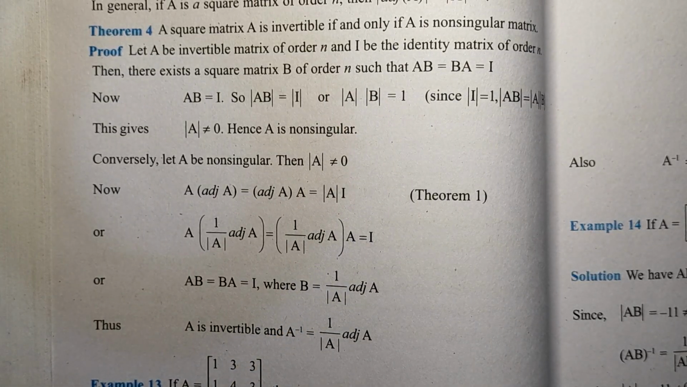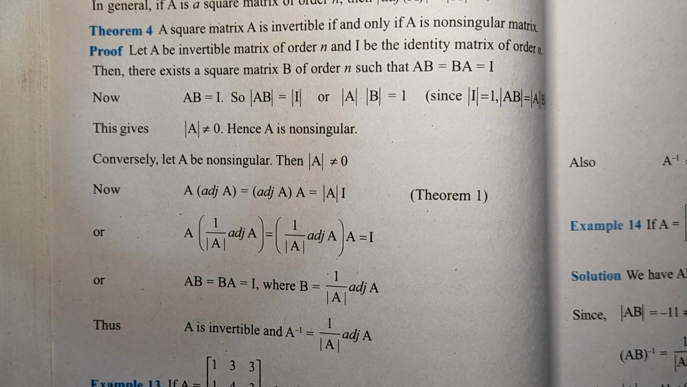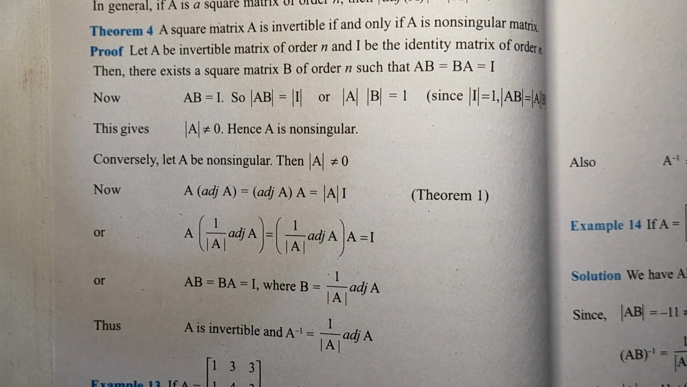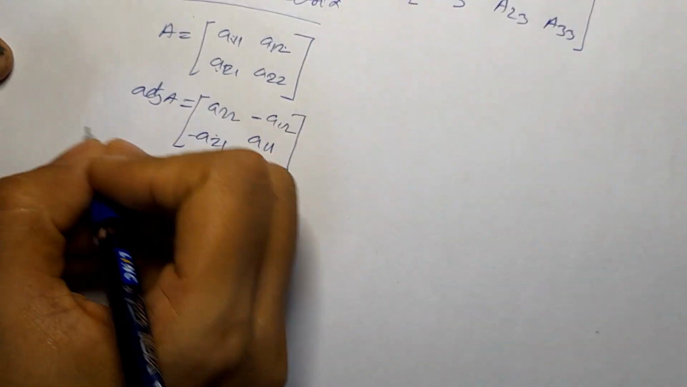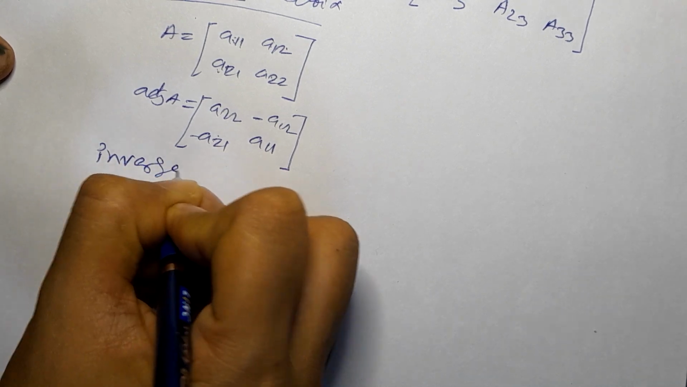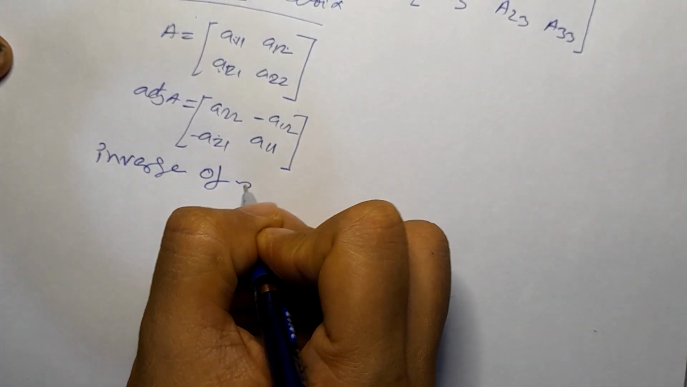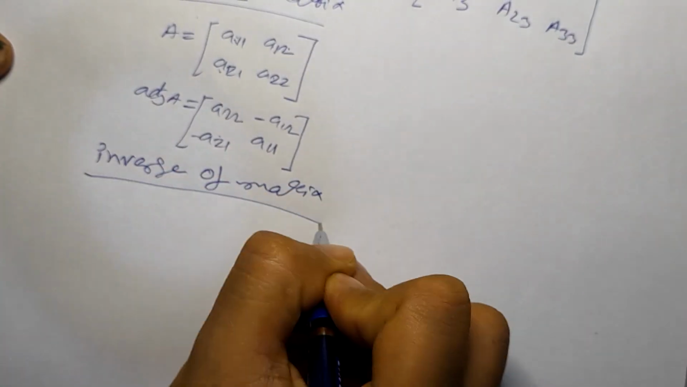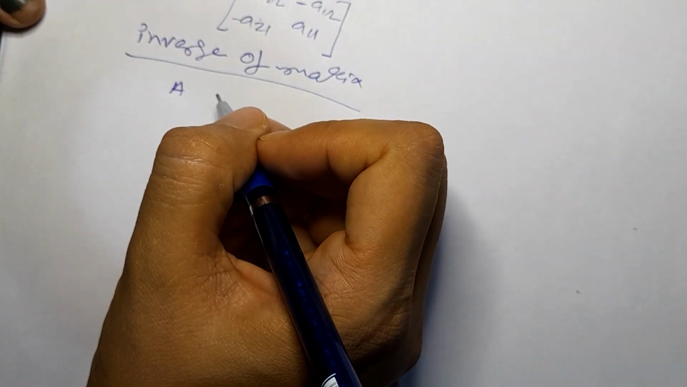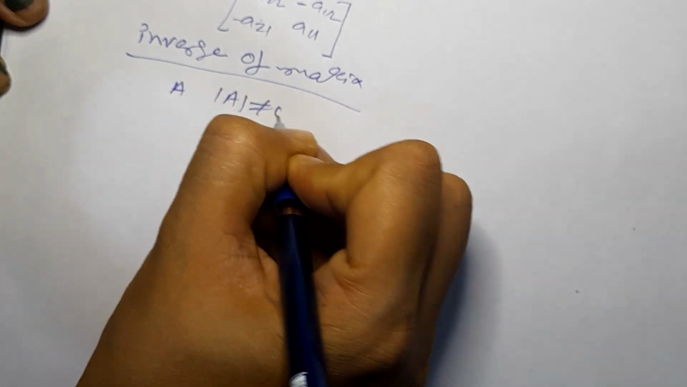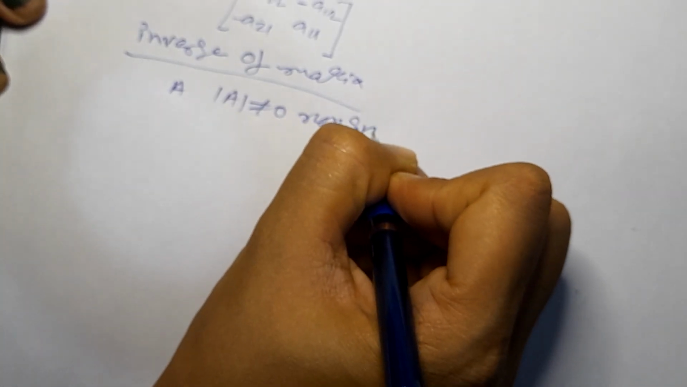So first, if we have the matrix, find the determinant of it. If the determinant does not equal 0, then it has an inverse. So now what is the inverse formula? The inverse of the matrix can be 2 cross 2 or 3 cross 3. First we have the matrix A. We check whether it is singular or non-singular. Determinant of A not equal to 0 means non-singular.